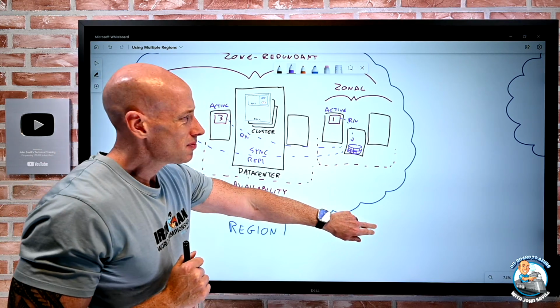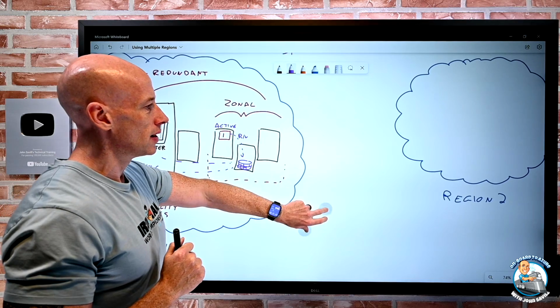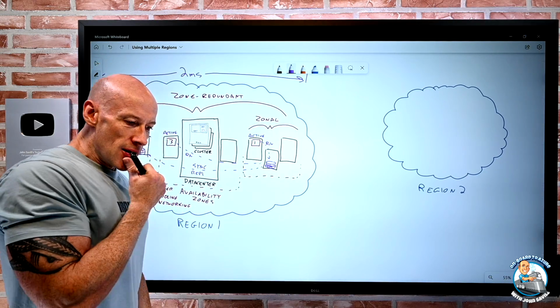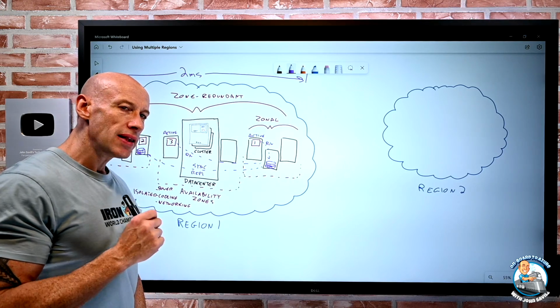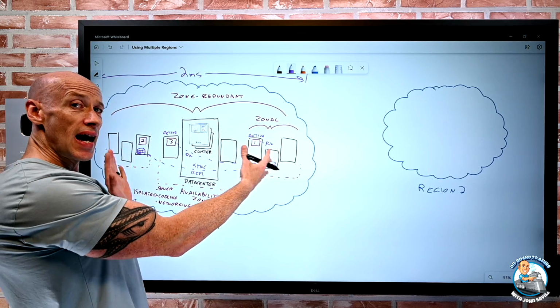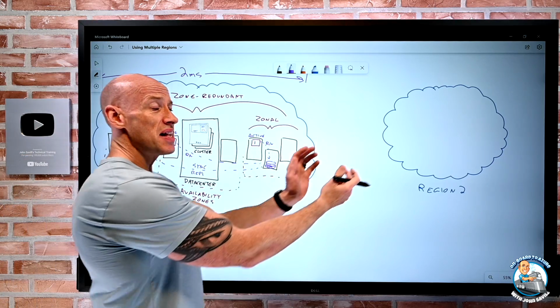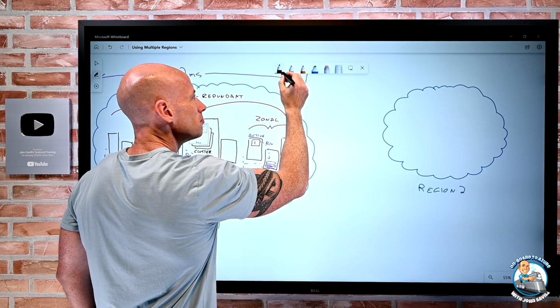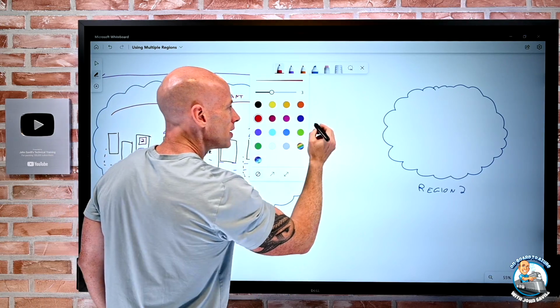But as soon as I change this conversation, as soon as I now think about a second region, well, let's think about it. Why did I want a second region? Well, the whole idea is if something nasty happened over here, that nasty thing would not also impact this one over there.